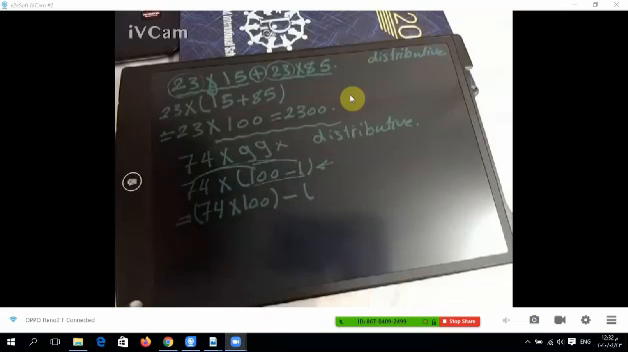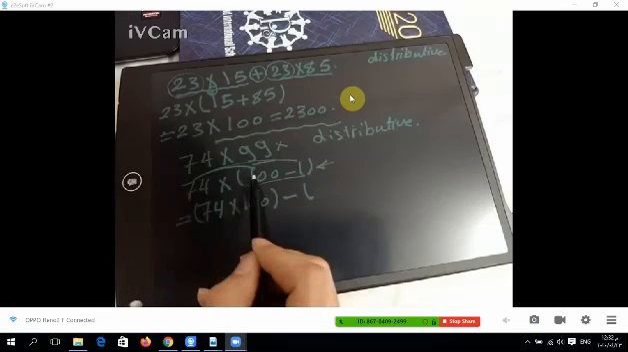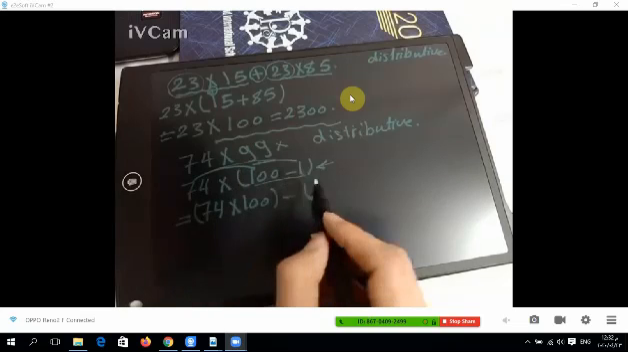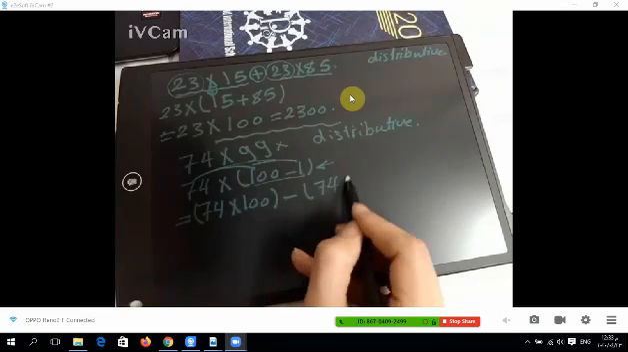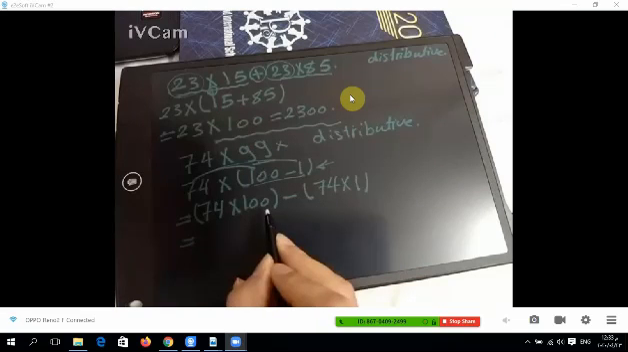So I have a new question. It becomes 74 multiplied by 100 minus 1. So I will distribute the 74: 74 times 100, then 74 times 1. Lamis, can you complete? Okay. Now 74 times 100 equals what?